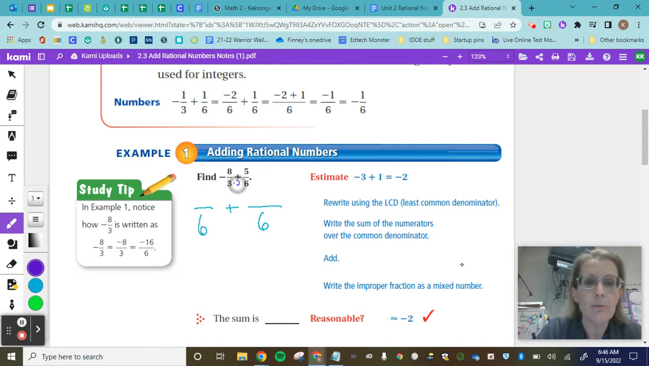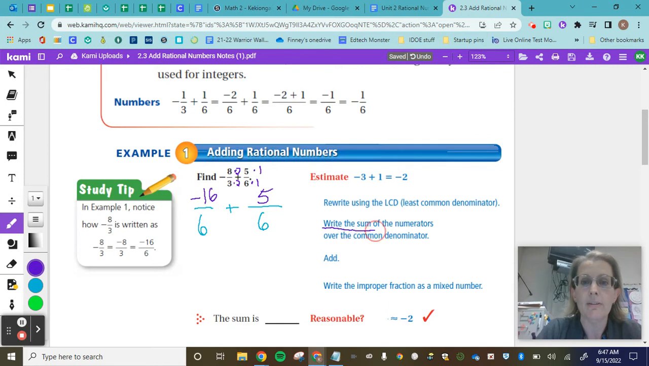So I will do 3 times 2 to get to 6. So I'll do -8 times 2 to get -16. And then I have to figure out, what do I multiply 6 by to get 6? Well, it's multiplied by 1. So whatever you do to the top, you do to the bottom. So 5 times 1 is 5. Now, don't skip this step because you will probably make mistakes.